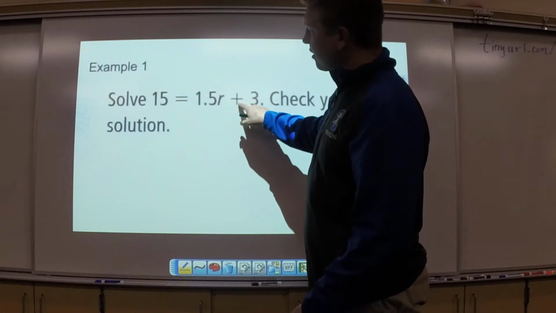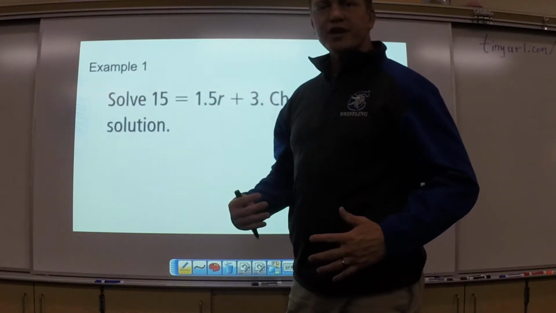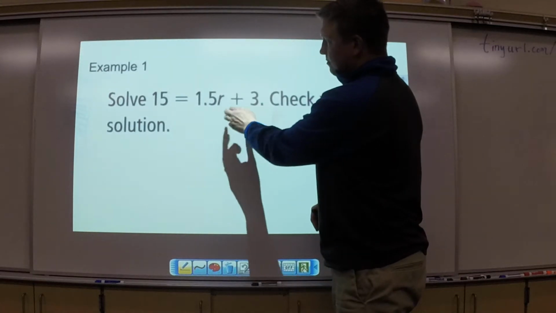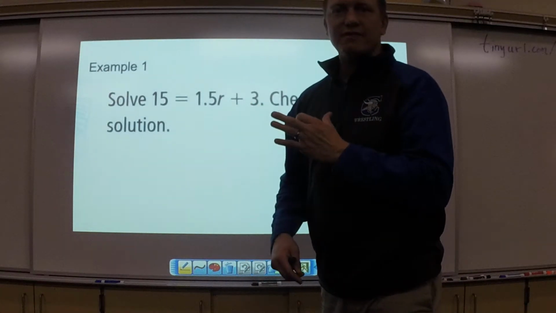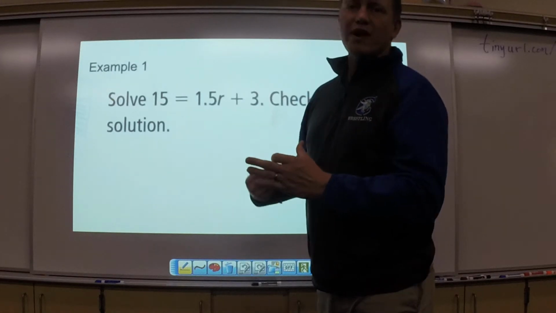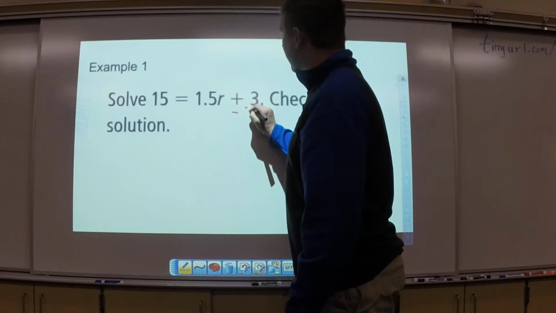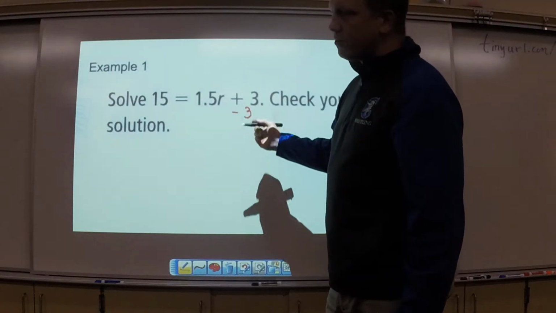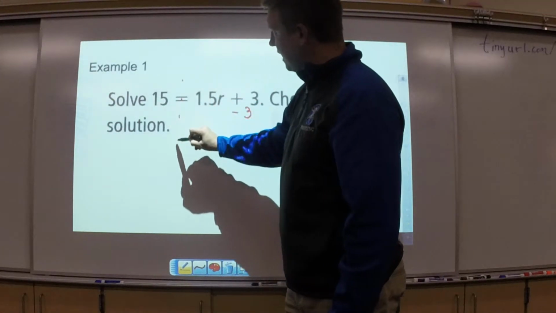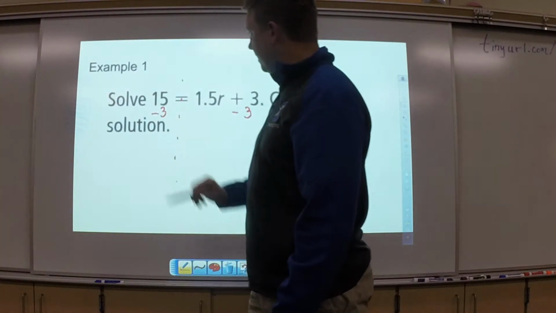And I want to start undoing stuff, but I don't take care of the 1.5 first. I take care of the plus 3 because I go to the side that has the variable and I undo the things that are further away from the variable. All right. So right here I'm going to subtract 3, and whatever I do to one side I must do to the other side, right? There's my sides. So I'm going to go over here and go minus 3 right there as well.